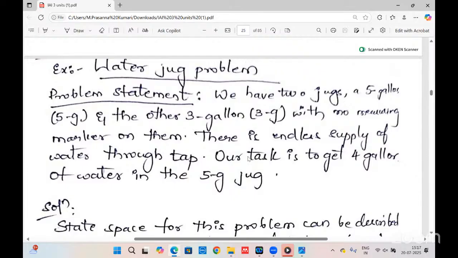Now for this question we are having 2 jugs, one x variable and one y variable. The x variable jug is the 5 liters jug, the y variable jug is the 3 liters jug.